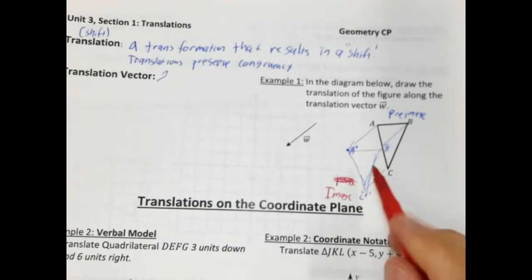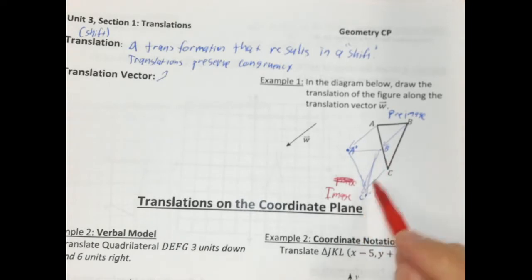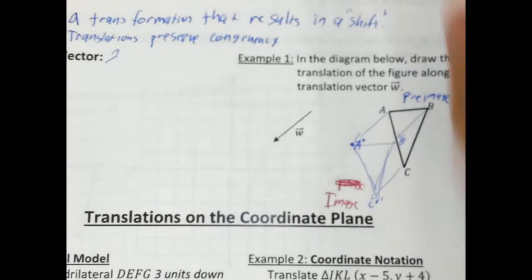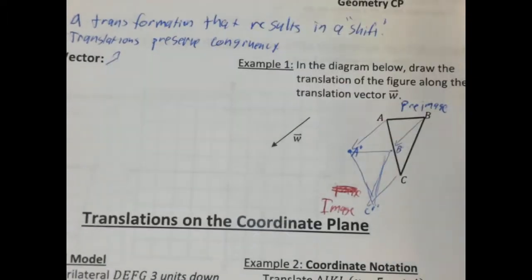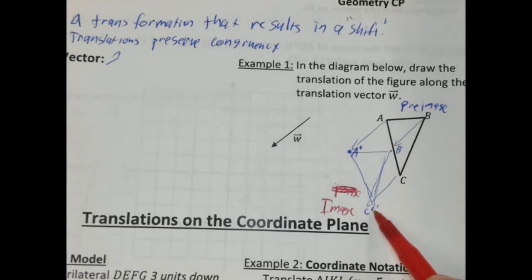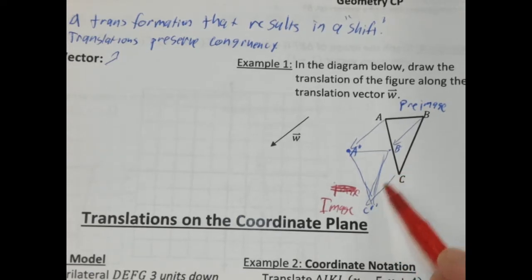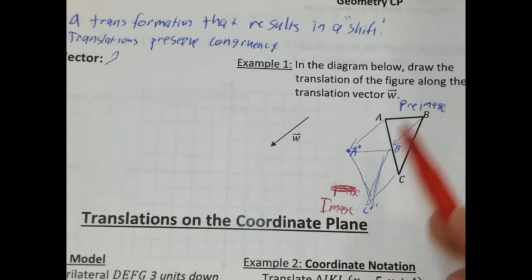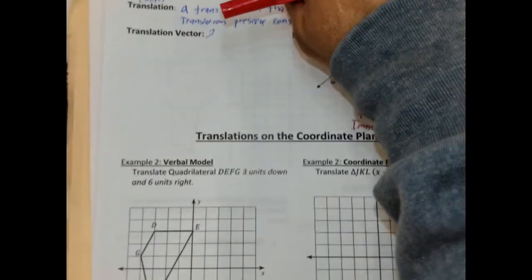So A prime is going to be the image, B prime is the image, and C prime is the image. Let me zoom in here a little bit. I think this is a little blurry. There we go. You can tell the notation here indicates that it's been transformed. This is a translation of point C. So this is the preimage point, and this is the image point. You start with a preimage and end up with the image. There's no post-image, it's just preimage and image. Okay, let's go on and try an example here.